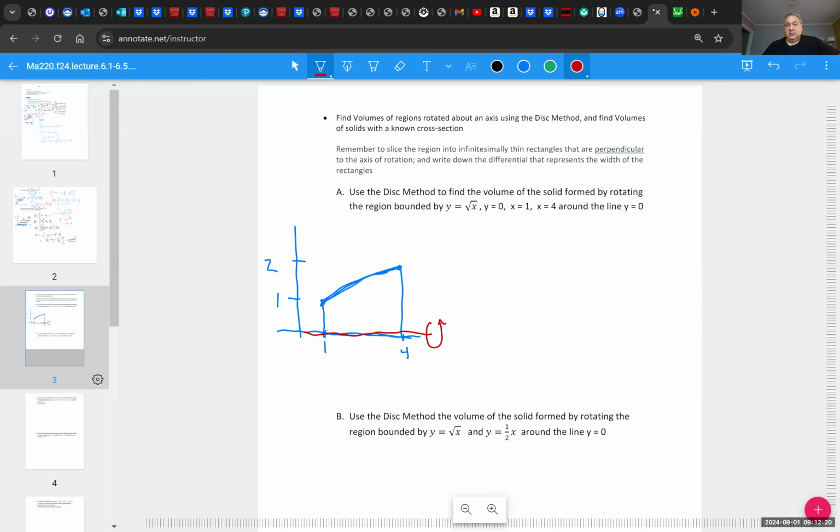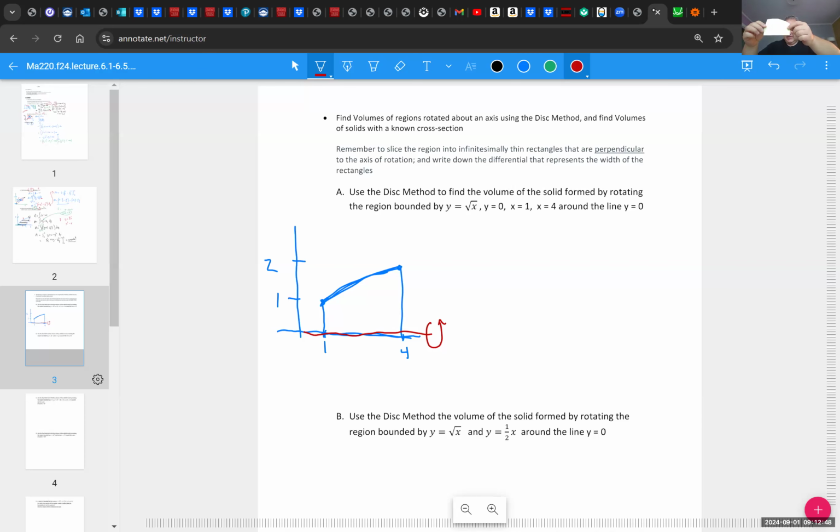Now, without thinking about chopping into rectangles, you're basically taking this shape, our region, and rotating it around y equals 0, which is on the bottom. It's going to be a three-dimensional thing, rotating around here. Can you see what kind of shape that makes? It's kind of like a cone shape.